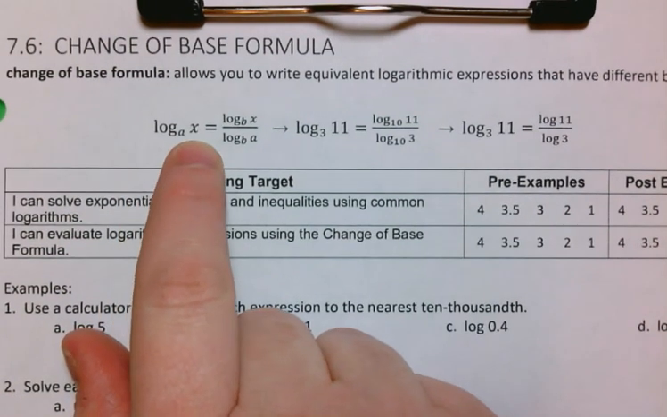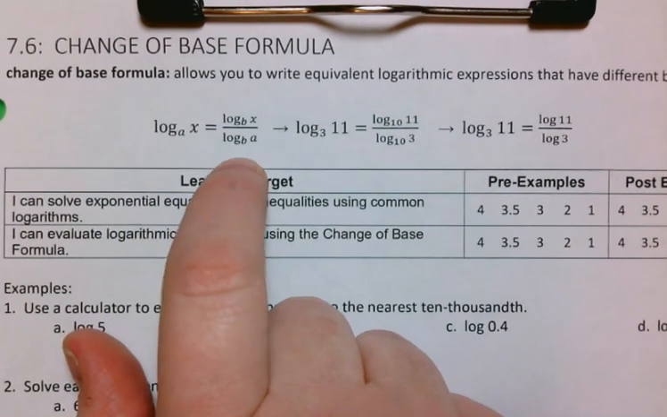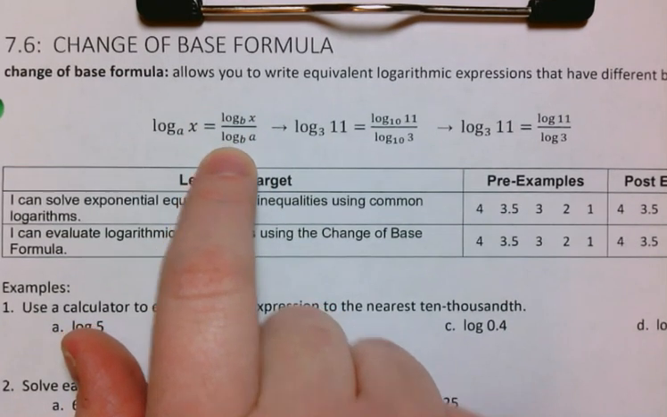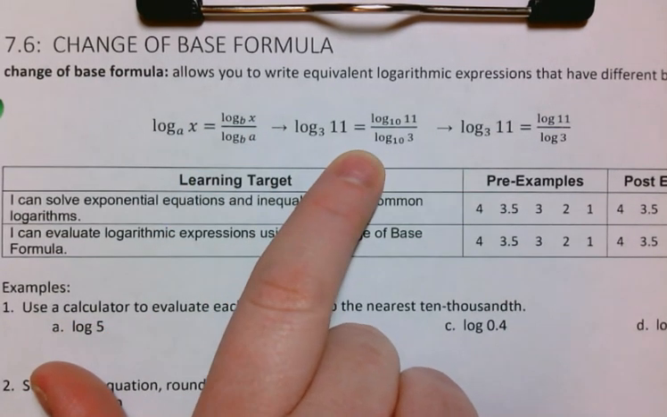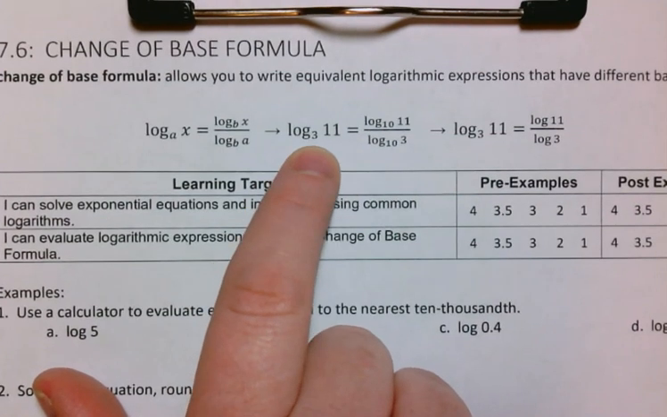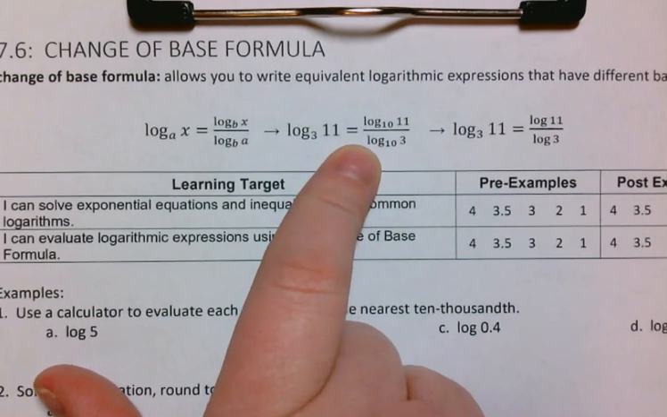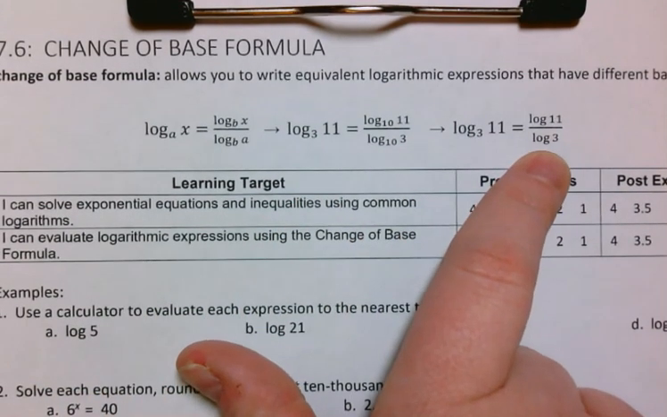Log a of x can be rewritten as log b of x divided by log b of a. So then the log b's cancel out, so it's actually log base 10. So log 3 of 11 can be written as log of 11 over log of 3, both base 10, and this is just the quickest way. You take the log of both numbers.